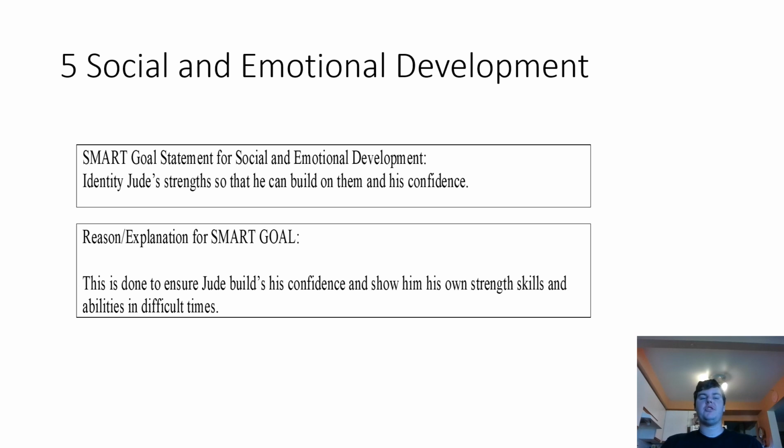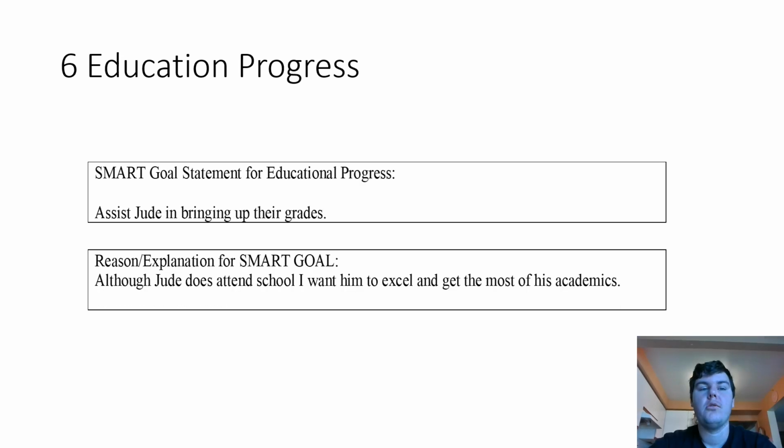Goal number 5 for Jude, social and emotional development. Identify Jude's strengths so that he can build on them and his confidence. This is done to ensure Jude builds his confidence and sees his own strengths, skills, and abilities in difficult times. Goal 6, education progress. Assist Jude in bringing up his grades. Although Jude does attend school, I want him to excel and get the most out of his academics.